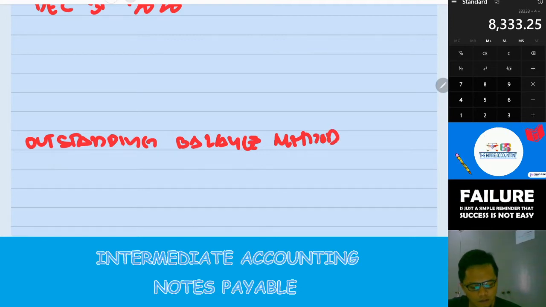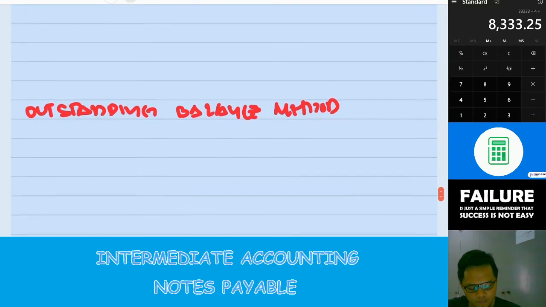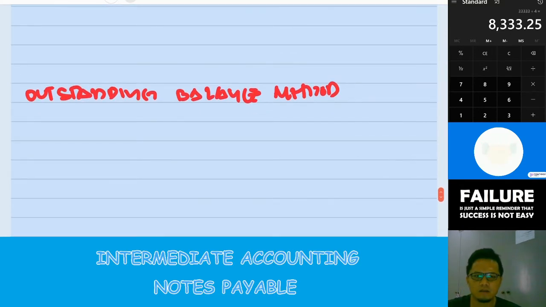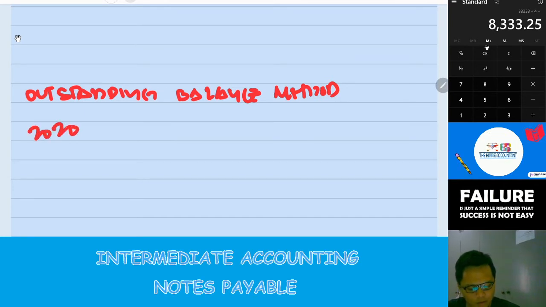The outstanding balance method of amortization. Basically, this is just like the effective interest method, but simplified, no? Wherein, we'll use a fraction based on the outstanding balance annually. So, kung baga, diba 4 years yun? So, we will have 4 years.